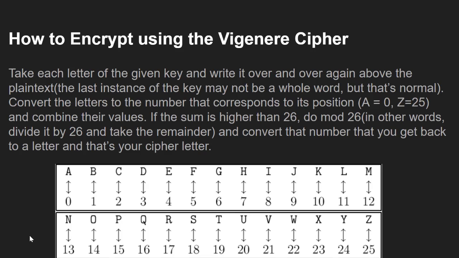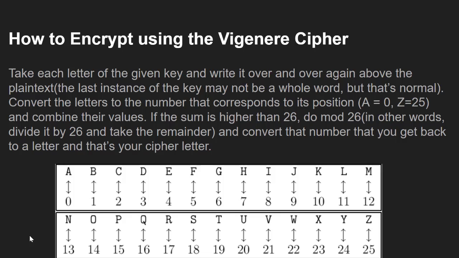The encryption process works like this. So you take each letter of the given key and write it over and over again above the plaintext. And the last instance of the key may not be a whole word, but that's okay. So what you want to do next is convert the letters to the number that it corresponds to. So as I said, A equals 0, Z equals 25, so you just go through each letter in the plaintext and convert them in that fashion.